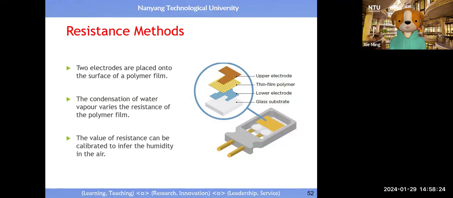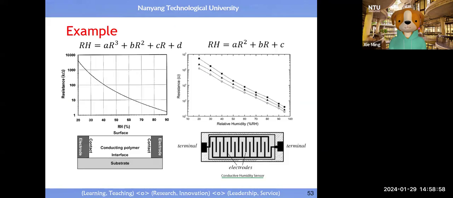You will see, because water has conductivity for electricity, the more water you have, the more easily the current can pass through. So it means what? Resistance will reduce, right? So then you can have a piece of material which serves as a resistor, right? Expose it to the air. Then if it absorbs water, the resistance will reduce. Then the variation of resistance is a function of humidity, right? So it's quite easy for you to understand.